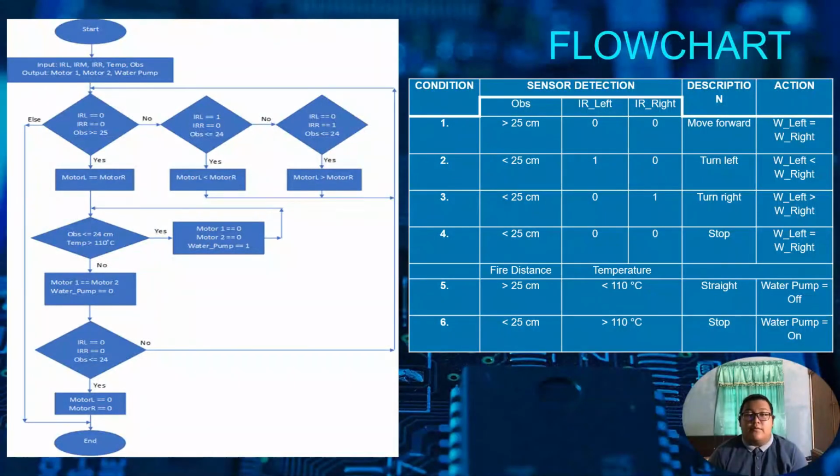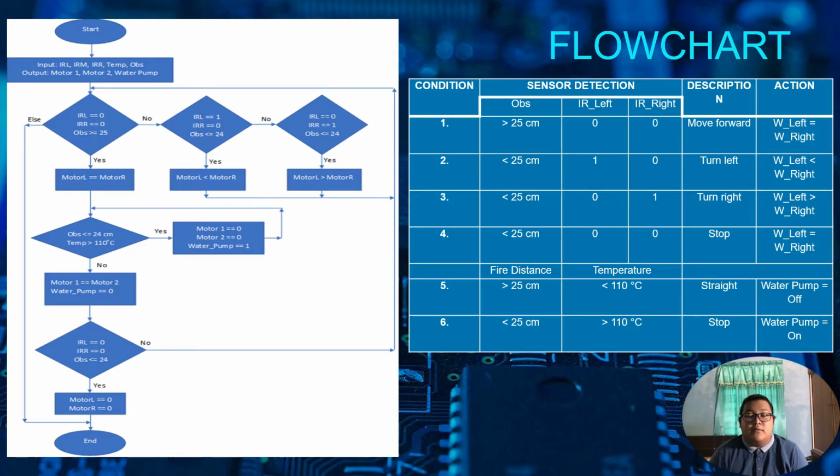Let's continue to the flowchart and the condition table. For the condition table, we have set a few conditions for the movement of the robot and the action of the water pump. IR sensors will be placed at the left and the right side of the robot. The input received from the IR sensors will determine the movement of the robot. We set the IR sensor value as 0 if there are obstacles or a wall at the side of the robot, and 1 if it detects no obstacles or walls.